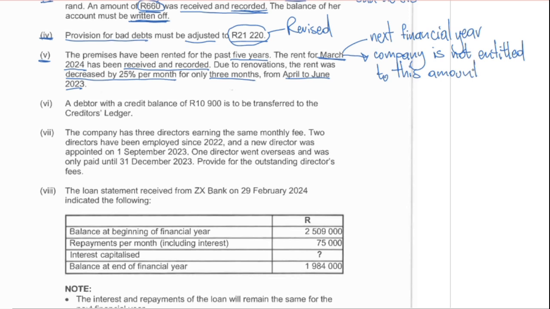Therefore, this rent must be removed from the total rent income of the current financial year, and it must be recognized as a liability because we owe that money to the tenant. We have not performed those services. We will only perform them in March of the next financial year.